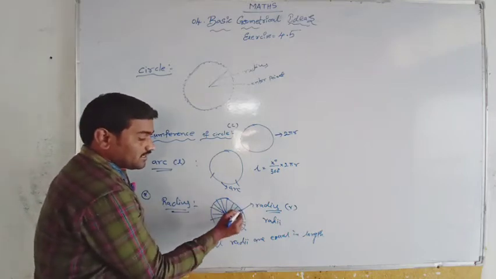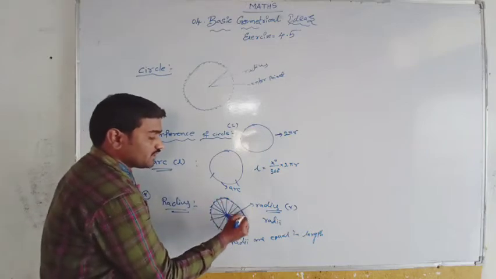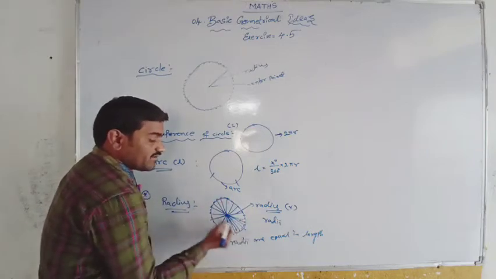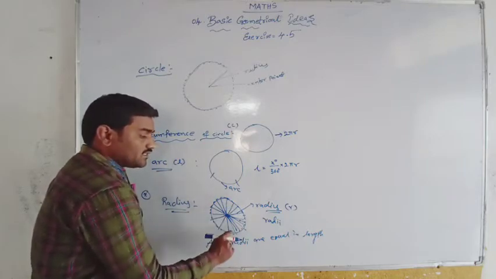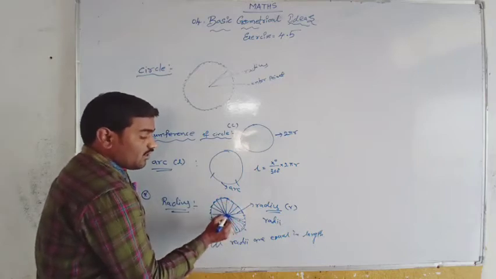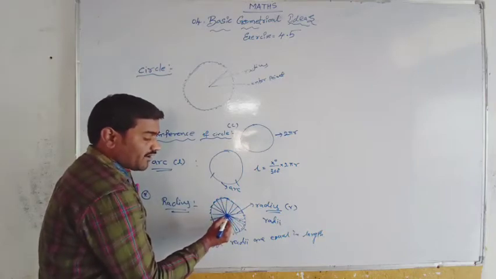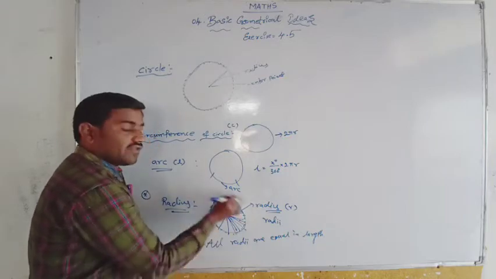This is because the circumference is made up of a set of infinite points, and for each and every point there will be one line from the center point. So all radii will be equal in length, because all the radii start from the same center point and reach the same distance on the circumference.